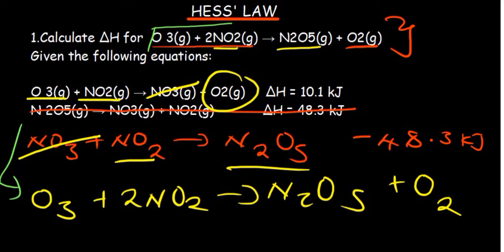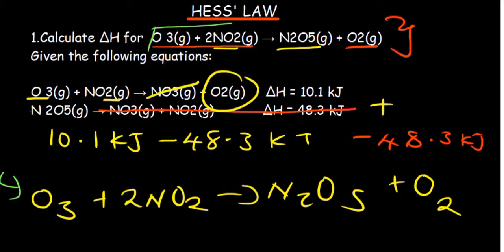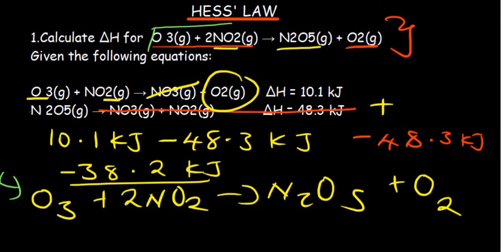So what you just get to do is add what had remained as your enthalpy for the two reactions. In this case, we have 10.1 and then negative 48.3. So that is what you're supposed to do. We'll say 10.1 kilojoules plus negative 48.3 kilojoules. So this is going to give us negative 38.2 kilojoules. This is the enthalpy of the reaction, and this is what we call Hess's law.